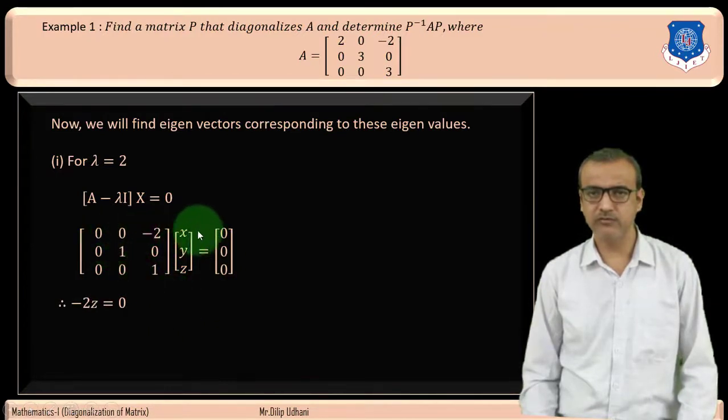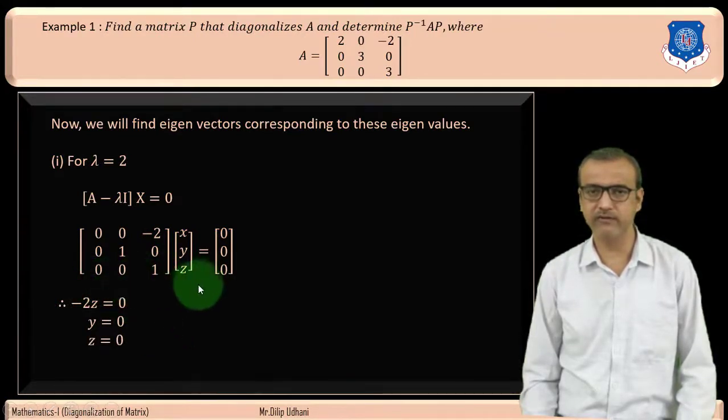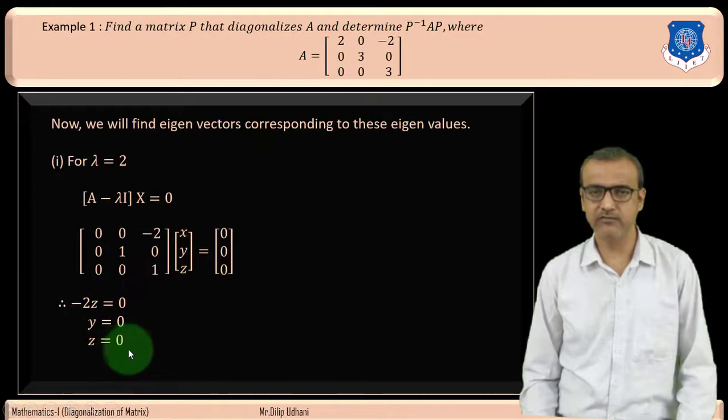Now from the first row we have the equation 0x plus 0y minus 2z equals 0. So indirectly we have minus 2z equals 0. Now from the second row we have 0x plus 1y plus 0z equals 0. So we have y equals 0. Now from the third row we have 0x plus 0y plus 1z equals 0. So we have z equals 0. So from these equations we have y equals 0 and z equals 0.